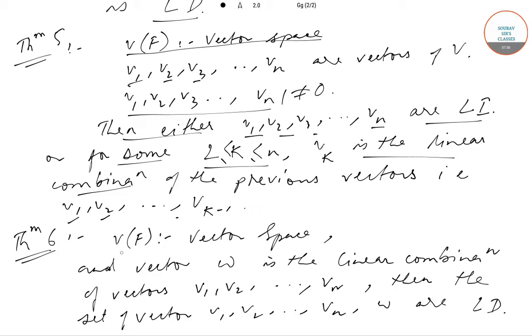So theorem 6 says that if we have a vector space Vf and then we have a vector, suppose w, which is a linear combination of the vectors v1, v2 up till vn, then the set of vectors v1, v2, up till vn and also the vector w are linearly dependent. So this is theorem 6.